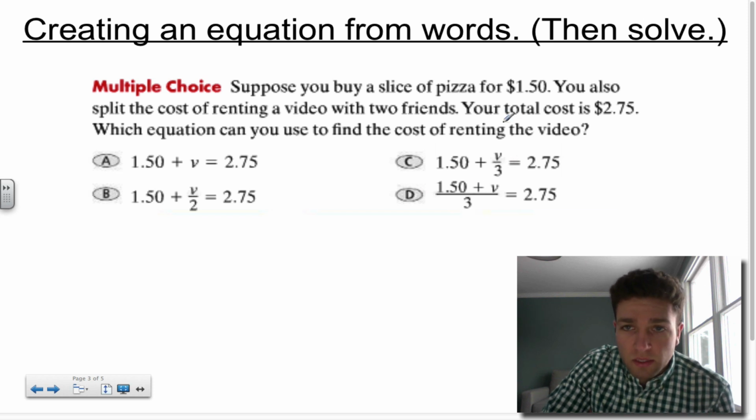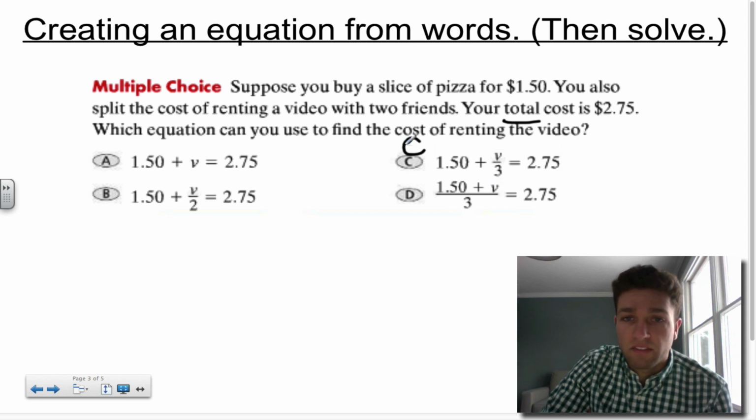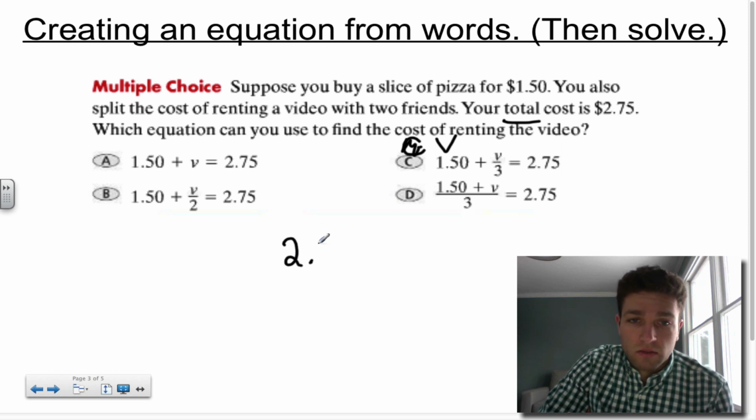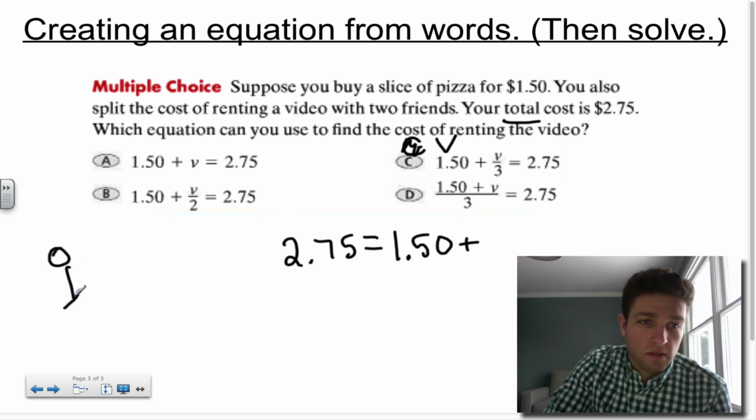Well, I'm looking for my keywords, so total, and then the question itself, the cost, which I'm going to use as C. Actually, I should use V because each of these choices have the variable set as V. So the total cost, $2.75. What does that equal to? Well, it's you buying a $1.50 slice of pizza, which is right here in the equation, plus we've got you and two friends splitting the cost of a video.